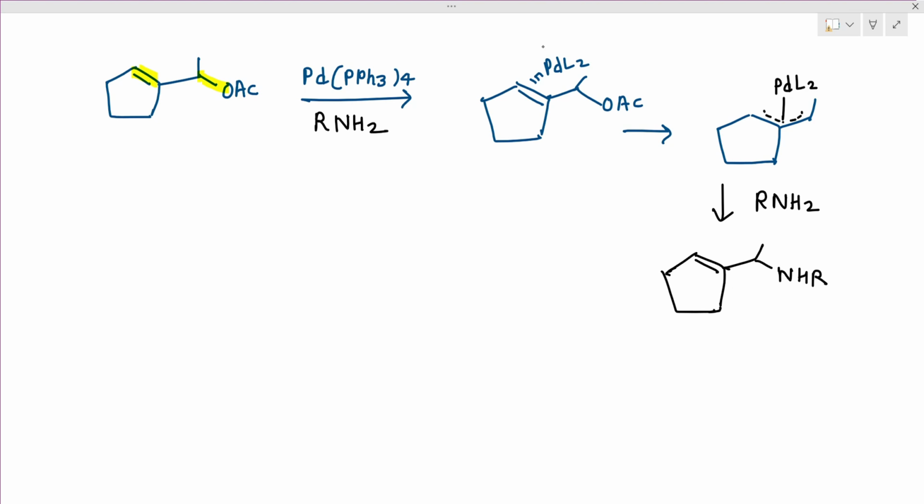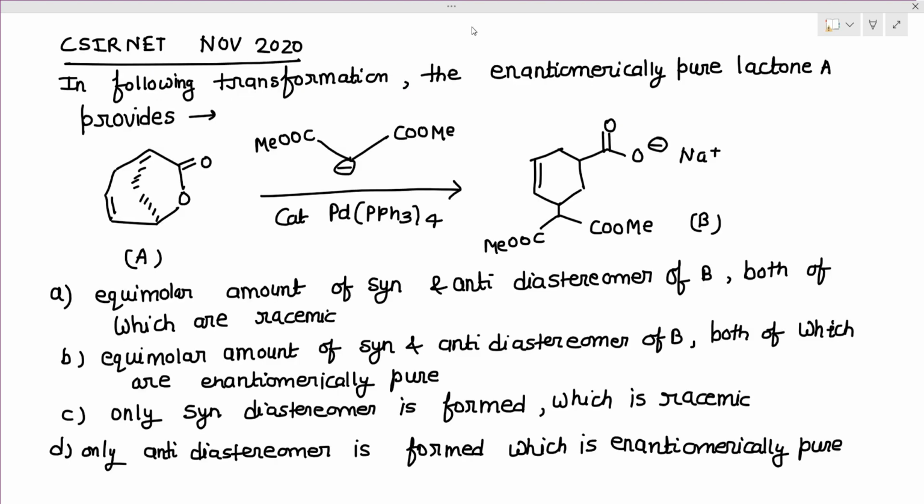Now see one more question from the CSIR NET November 2020 question paper. Now see this question. The question is somewhat tricky. In the following transformation, the enantiomerically pure lactone A provides. We have been given this lactone, and in the presence of this palladium catalyst and this nucleophile, this is converted to P.